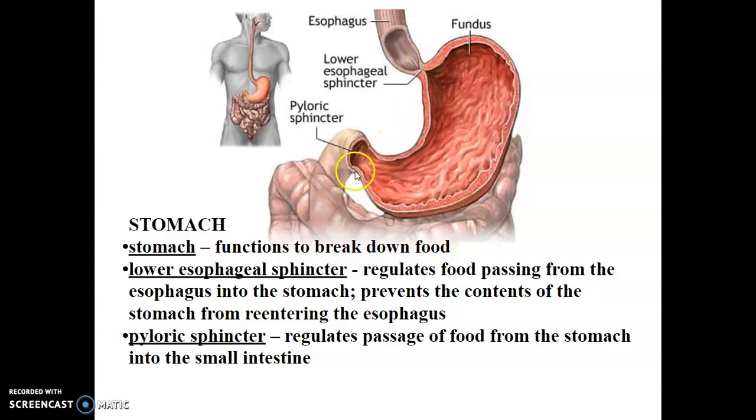The pyloric sphincter is on the bottom side, if you want to think of it that way, of the stomach, and enters into the small intestine. This one typically stays closed until food gets beat around and also chemically broken down inside the stomach. And from there, when it's ready to go, it opens up. The pyloric sphincter allows food to pass into the small intestine. So sphincters on either side of the stomach.